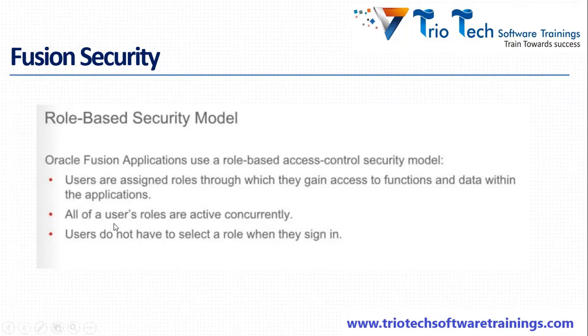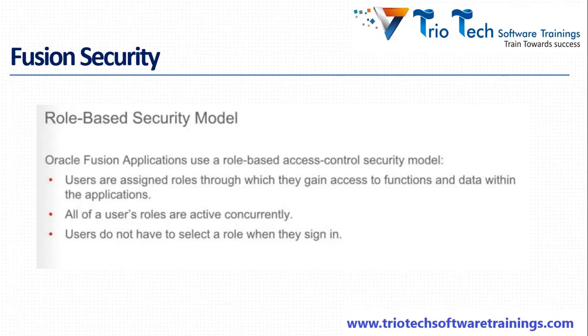All of a user's roles are active concurrently. That means all the roles that are assigned to him. Maybe a person is supposed to handle accounts payable activities as well as general ledger activities. Let's say it is possible, right? In a small organization, one person might be discharging multiple roles. So he will be given access to all the things he is working on. Let's say he is also a general accountant and also an accounts payable accountant. He will be given the roles related to general accounting as well as the role related to accounts payable. Now all these roles are active concurrently.